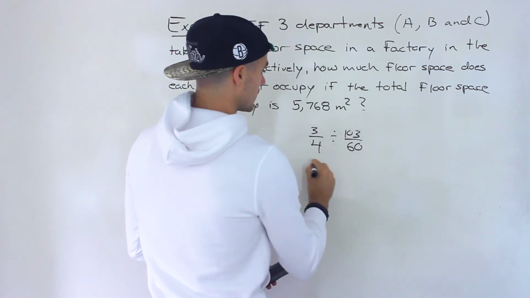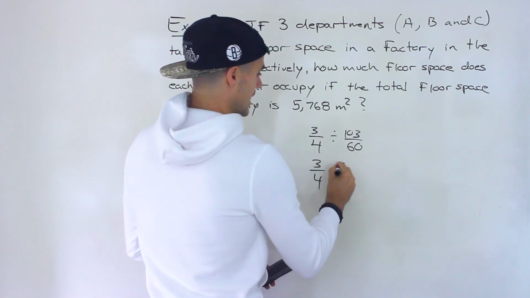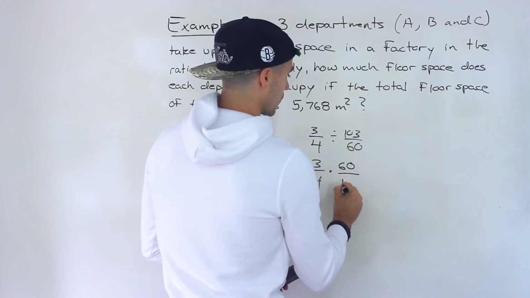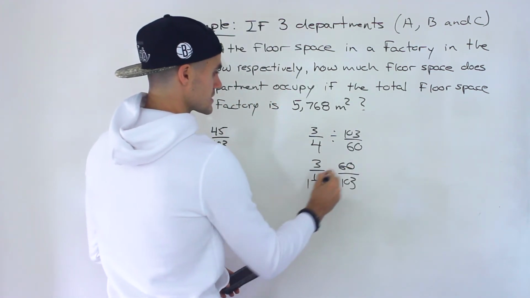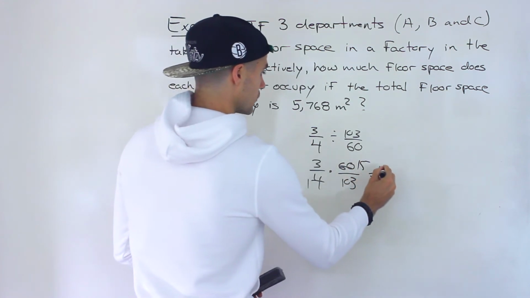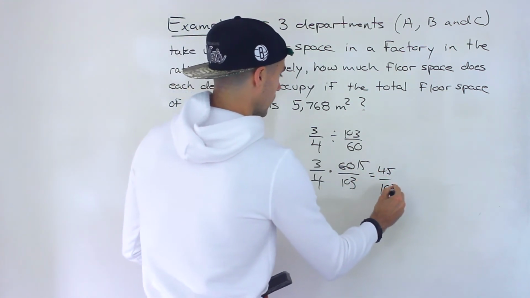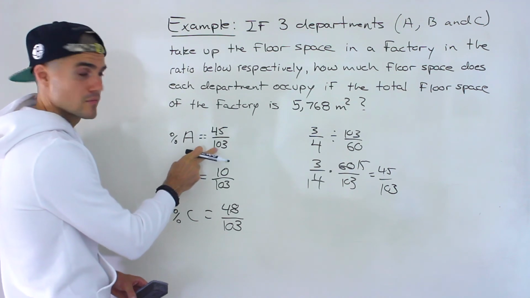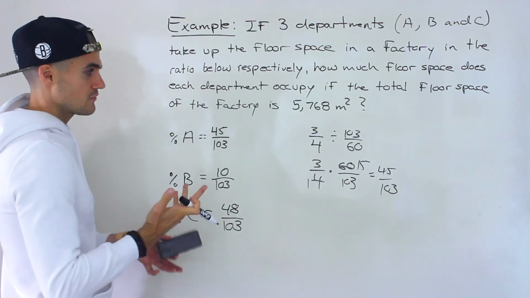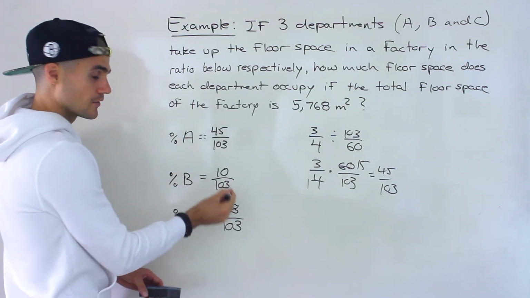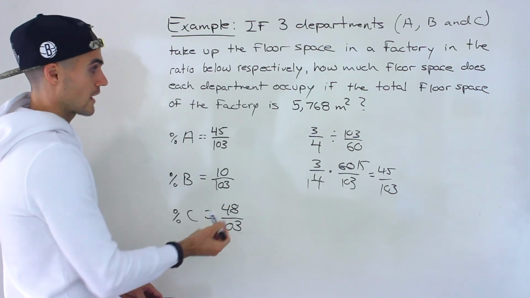And notice what you get. You'd get 3 over 4 times 60 over 103, right? We flip that fraction. Notice that 4 goes into 60 15 times, and you'd end up with 45 over 103, which is the exact same thing we ended up with here. Okay, so whichever way you do it, just make sure that you're getting these same fractions here.